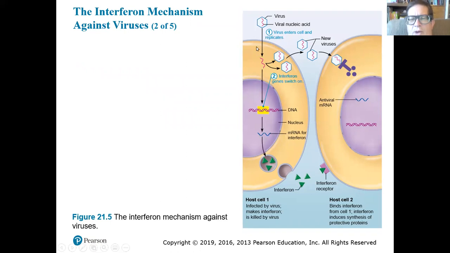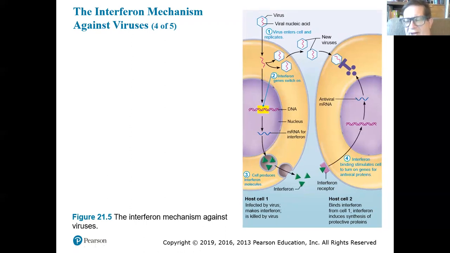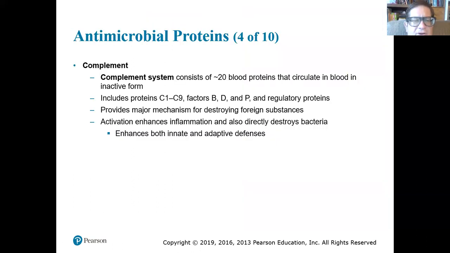All right, so when the virus injects and is detected, the interferon genes are activated. And when the interferon genes are activated, the cell makes interferon molecules, which are released and go to the next cell. Binding stimulates the cell to turn on antiviral proteins. These antiviral proteins will be there ready for when the virus tries to invade, to stop it from being able to reproduce. So antiviral proteins block viral reproduction. Yay. Okay, so that's what interferons do.